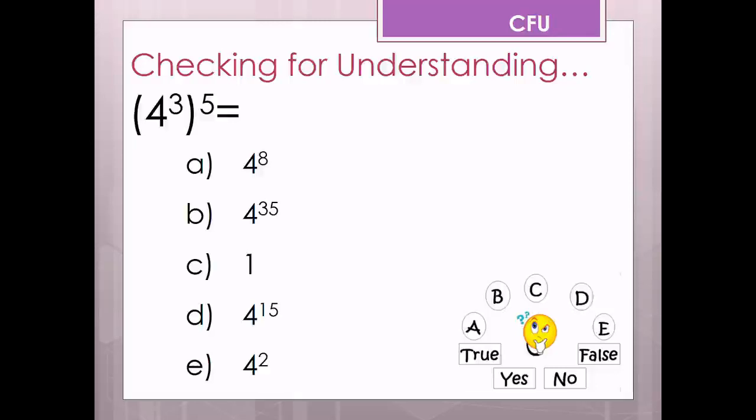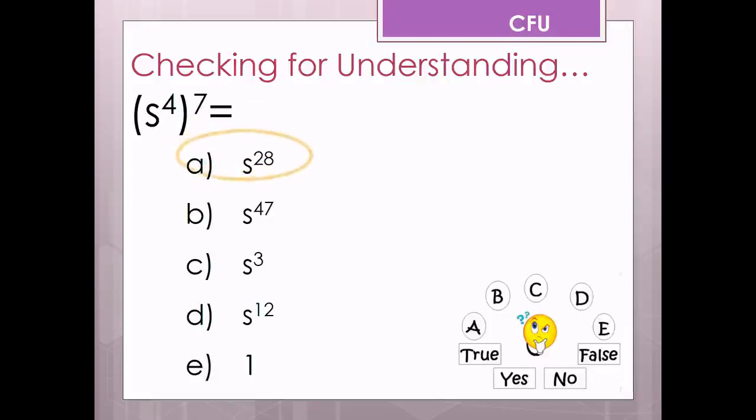Let's do a little bit of checking for understanding. So you can obviously pause the video and try these ones if you want to, or maybe just while I'm babbling on here for 10 seconds, you might actually be identifying what the answer is. The answer, we're going to multiply the 3 by 5 because they're the powers, and we're going to get 4 to the power of 15. The next one, s to the power of 4 raised to the power of 7. Again, we're raising a power to a power. So again, we're going to multiply 4 times 7, 28.